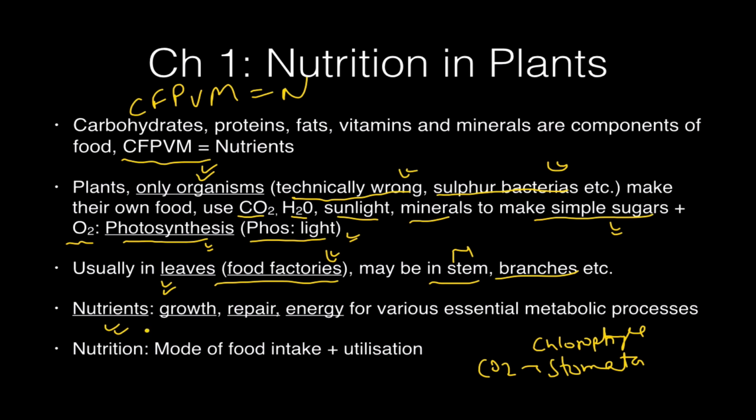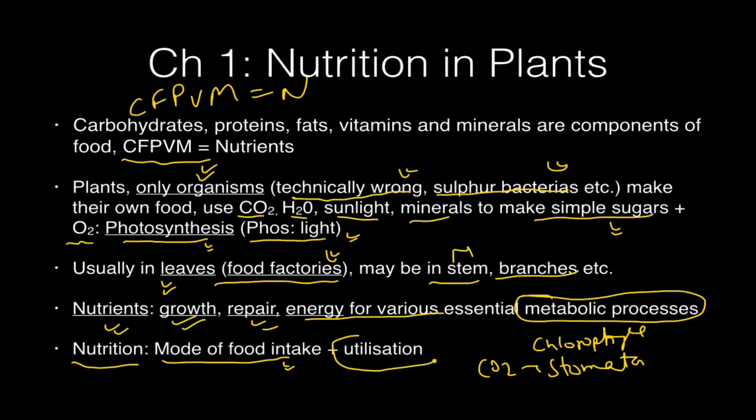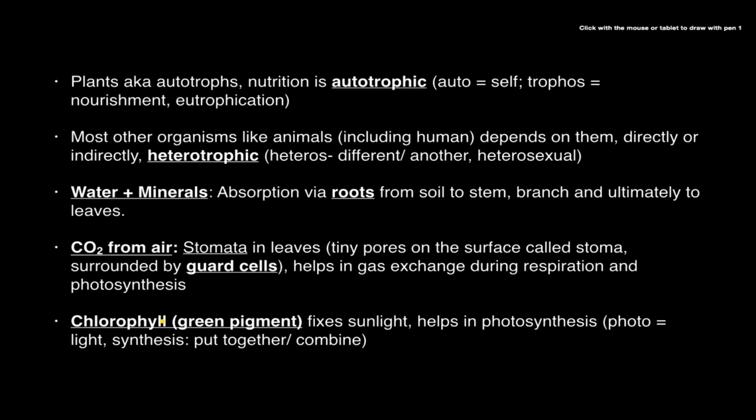Now nutrients, why are they required? Because they are required for growth, repair. Energy is required for various life processes, metabolic processes, etc. And nutrition is the mode of intake plus how it is utilized. Is that understood? So nutrients is different from nutrition. So autotrophs are plants, but autotrophic is the mode of nutrition. Is that understood? So plants are called autotrophs. Auto means self, trophos means nutrition or nourishment. This is extremely important. For example, there is a term called eutrophication. Is that understood?